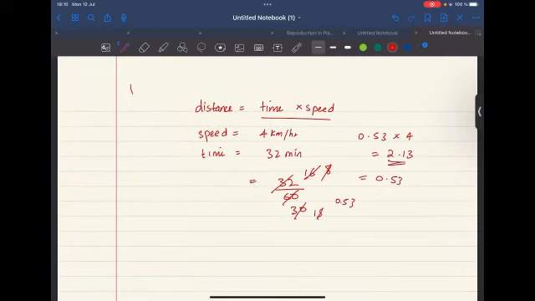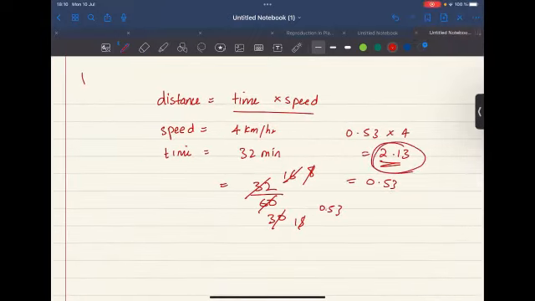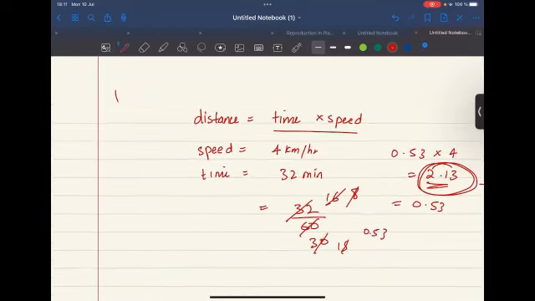All of you all got this answer? Ma'am, I got 2.1. Yeah, it's 2.13 only. Okay. So 2.13, it will be kilometer or what unit? What unit will it be? Kilometer. Deepika, do you think what I did is correct?